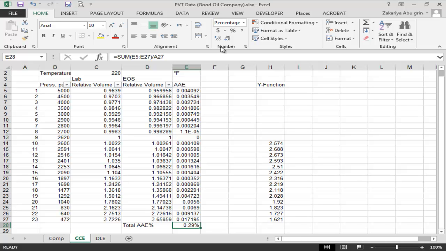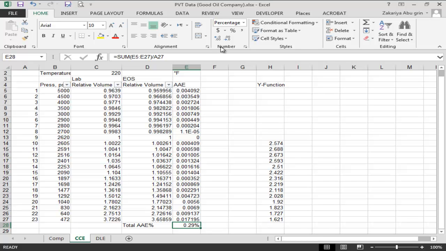So what we have done here, we just take the summation of all. Here we calculate the average absolute error between 2 points. So we have a small error, we add up all the errors. Then we take the average by dividing the summation by the number of points. So we have a very low error. It's just less than 1%.